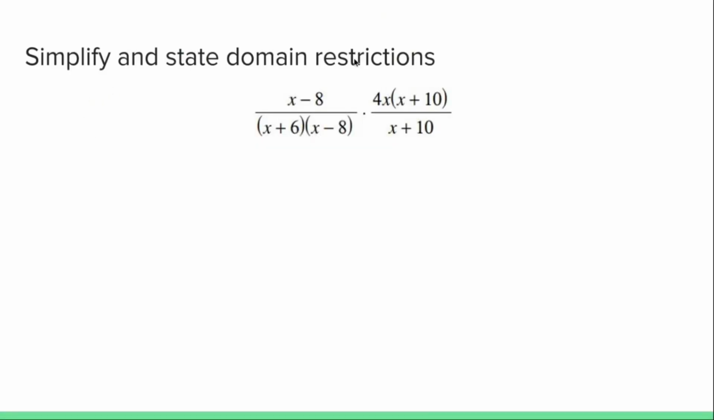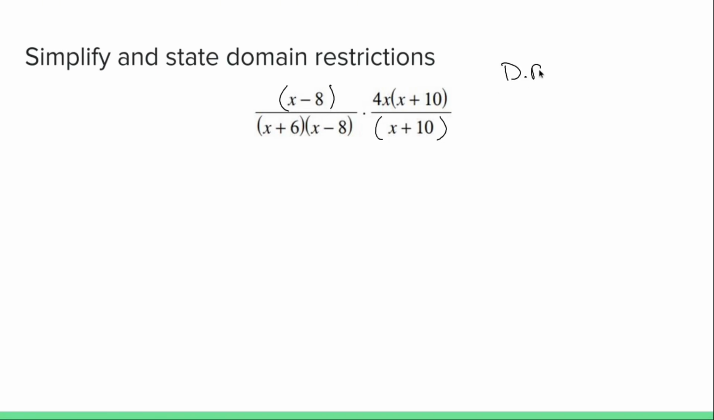Simplify and state domain restrictions. Before we simplify or state domain restrictions, we need to factor as much as we can, and everything's actually pretty much factored. So let me write these all out in parentheses. Now, the nice thing about multiplying is that you are going straight across the top and straight across the bottom. Now, before I start hacking away and getting rid of things, I have to state my domain restrictions.